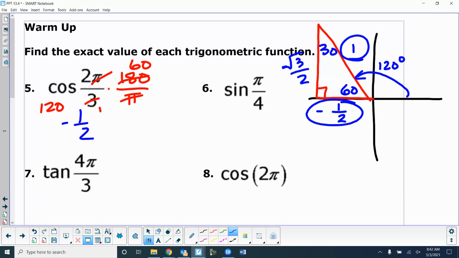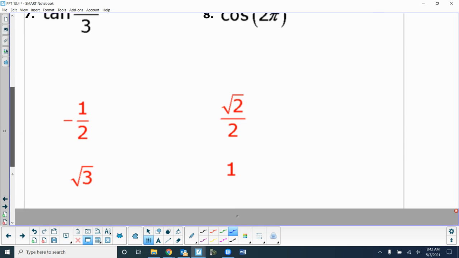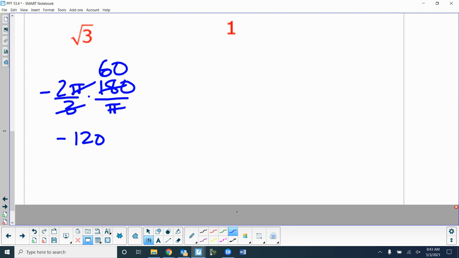So negative 2 pi over 3. Just use this. All right, so I'm going to go 180 over pi. The pi's cancel. Well, that's a 120 again, but it's negative. Oops, that's a 60. So negative 120, when I draw that picture, remember negative, you go clockwise, so we're over here in the third quadrant.